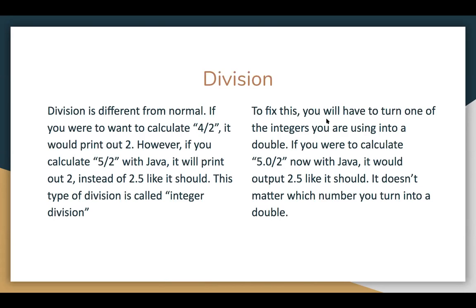To fix this, you would have to turn one of the integers you are using into a double. So if you were to calculate 5.0 divided by 2 now with Java, it would print out 2.5 like it should. This is regular division basically. It doesn't matter which number you turn into a double, which means you could do 5 divided by 2.0. You could also do 5.0 divided by 2.0. As long as one of them or both of them is a double, then it will work as it should.